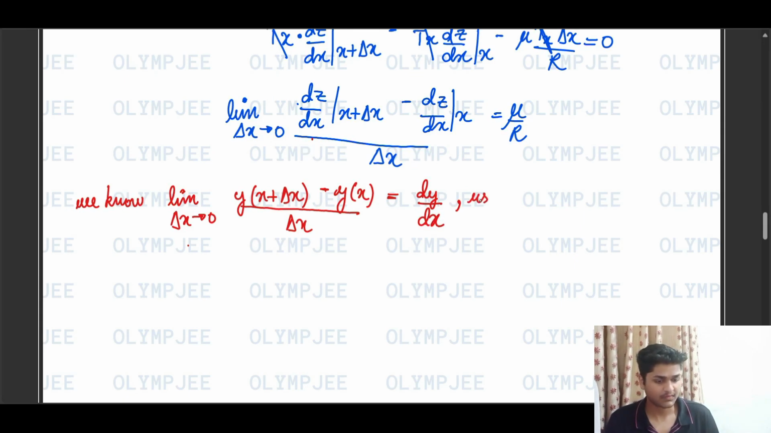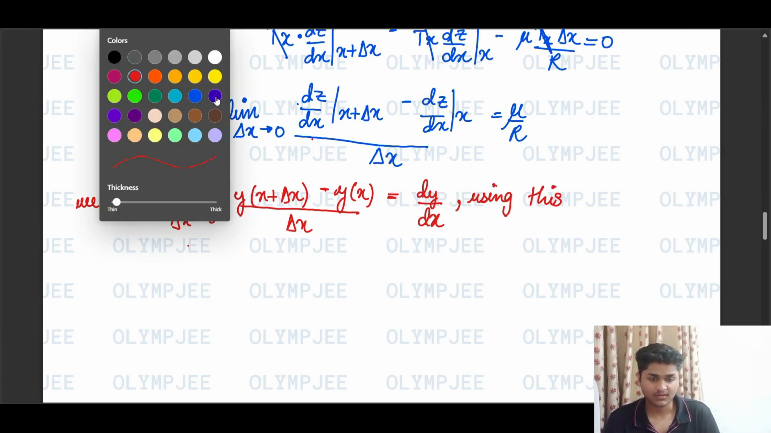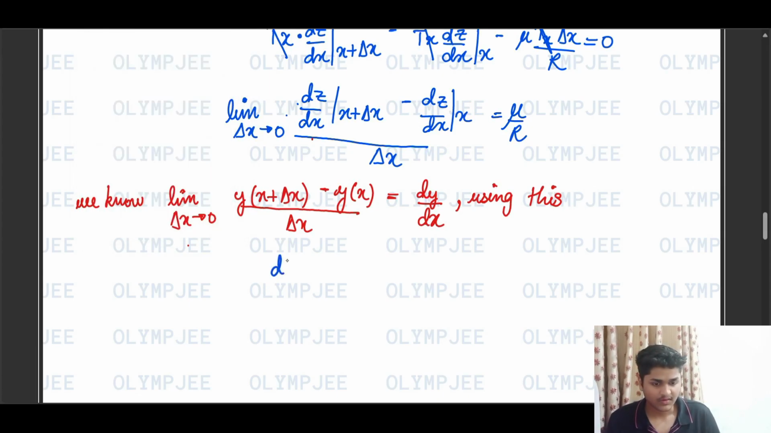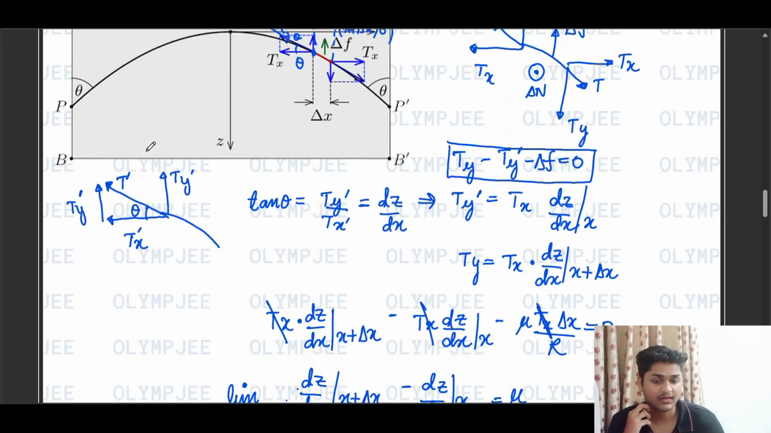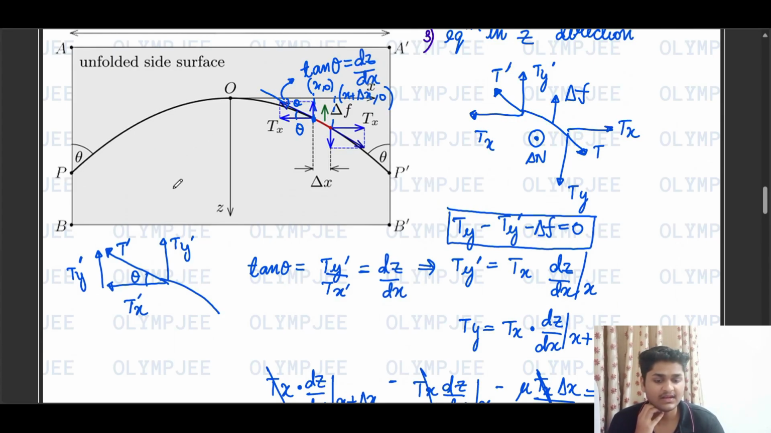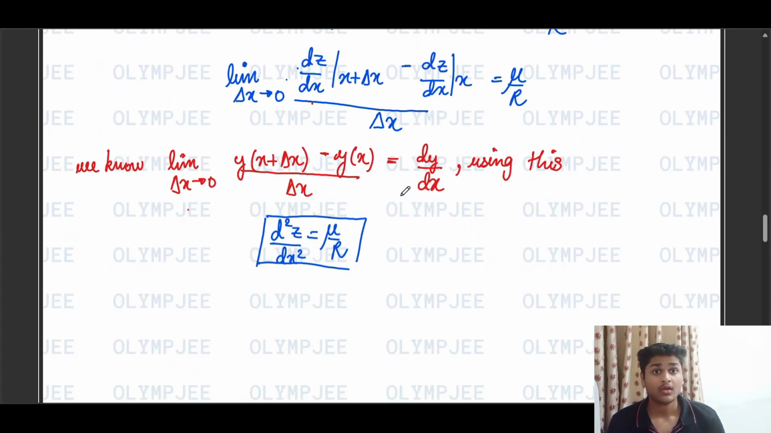So using this, we can use this on the above equation. So it will become d square z by dx square is equal to mu by r, right? This is the differential equation for finding the trajectory of this thread. If we solve, we will get the trajectory, because we will relate the x component and z component of the thread. So we will get the shape of this thread. So this basically means that d by dx of dz by dx is equal to mu by r.